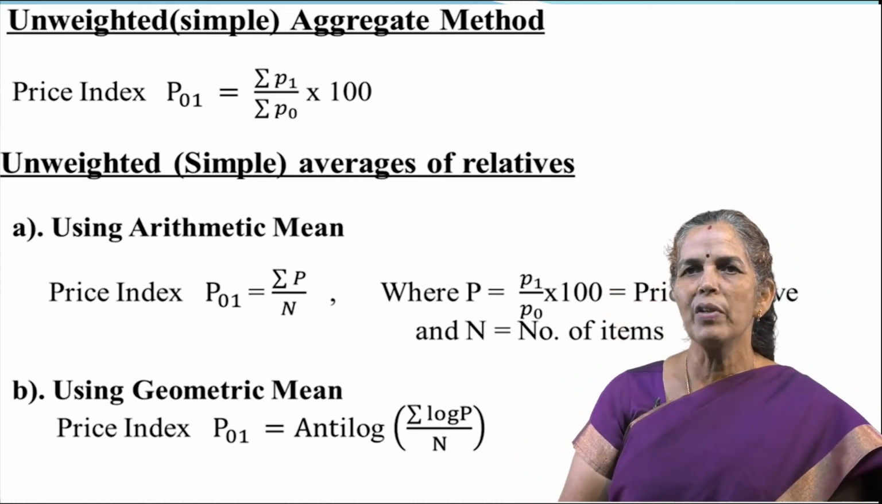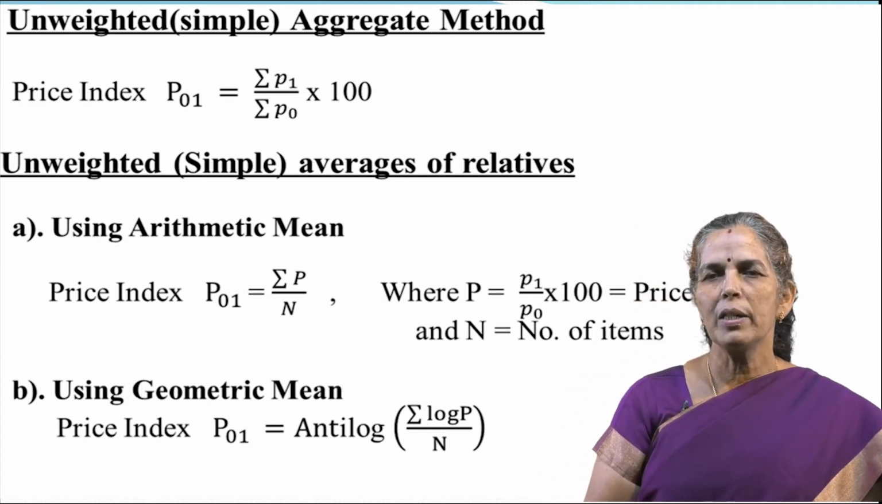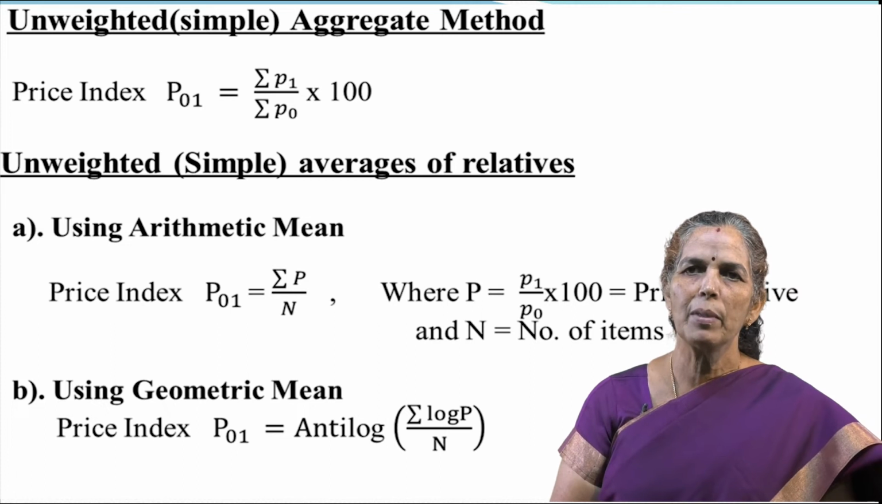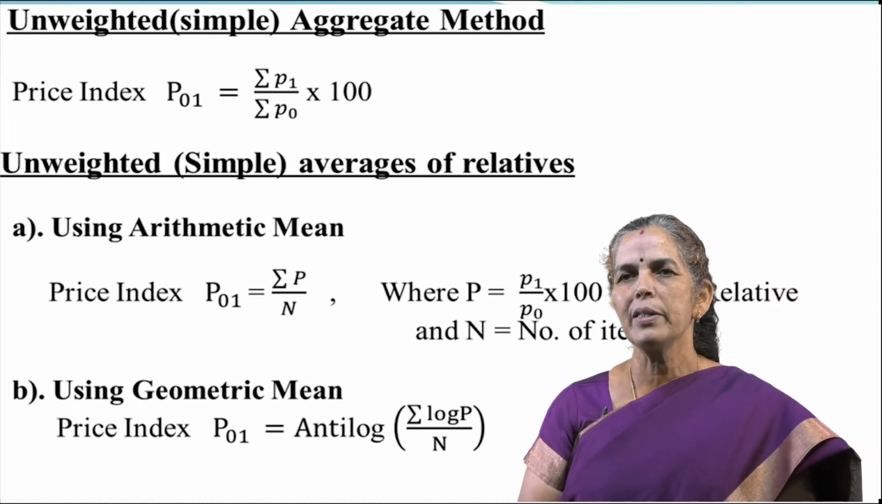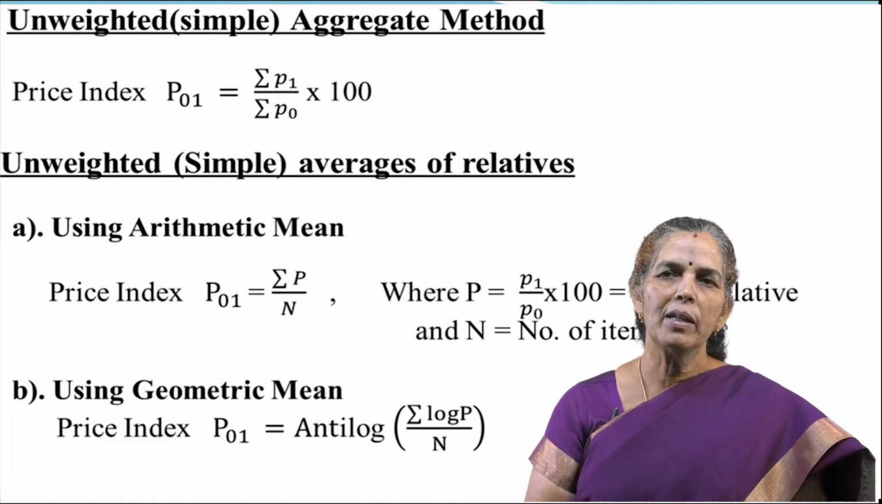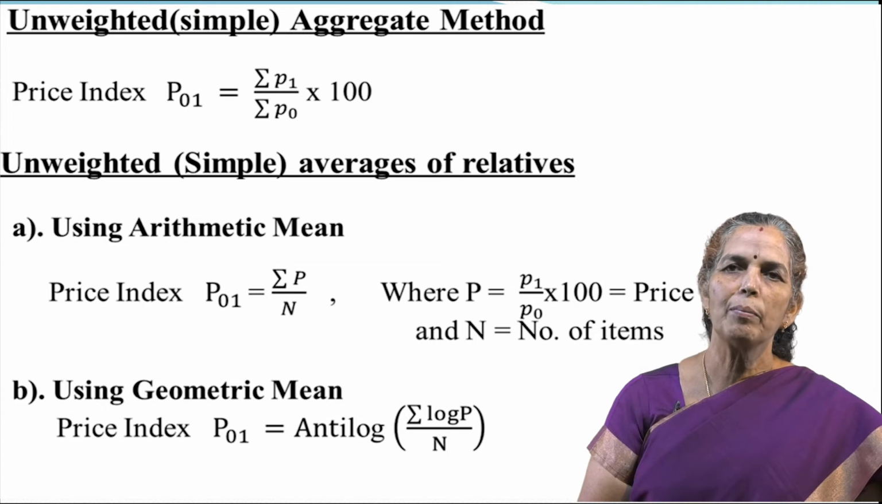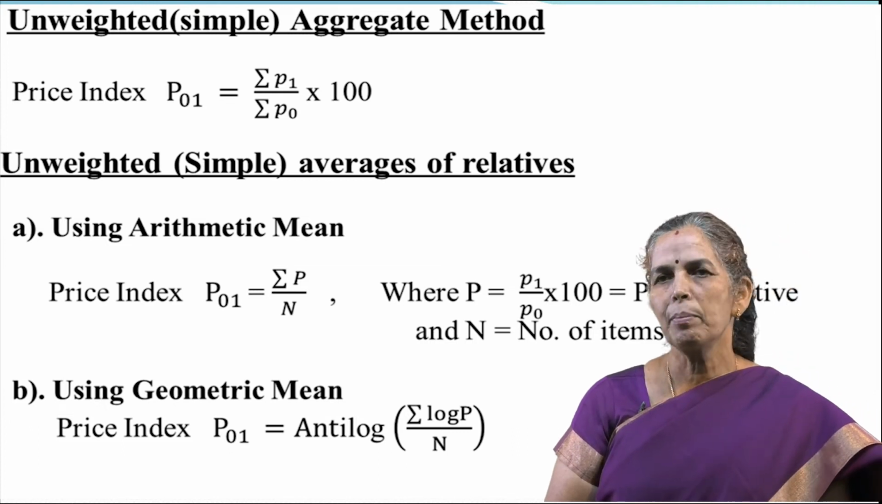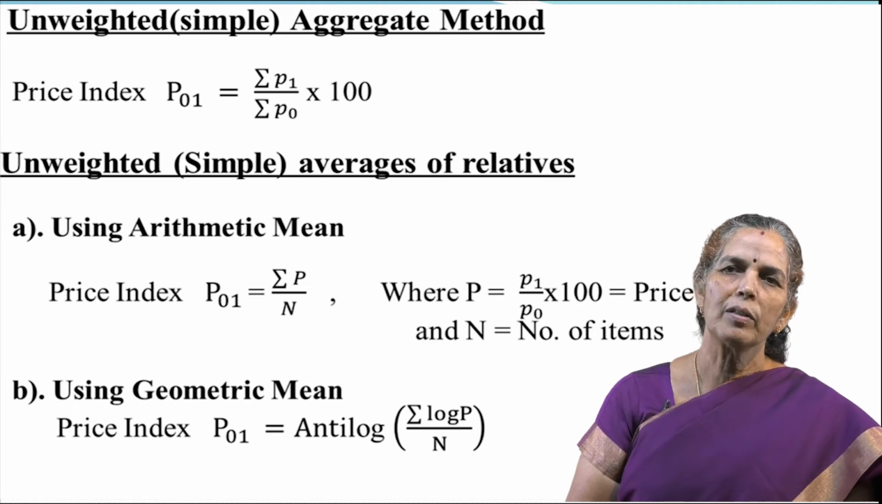First, number 1, unweighted or simple aggregate method. Price index number P01 equal to summation P1 divided by summation P0 into 100. In this, we have to sum up the current year price and sum up the base year price. Current year price is divided by the total of base year price. Then it is multiplied by 100. That gives the unweighted or simple aggregative method value.